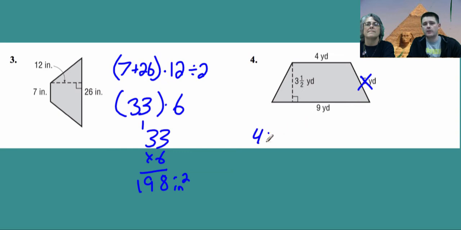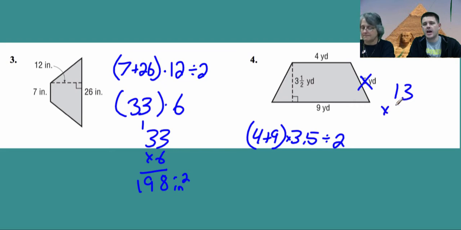So go ahead and add them together. 4 plus 9 are our 2 bases. Multiply times our height. This would be a great one as a decimal. So 3.5 instead of 3 1/2. And then we always come back and divide by 2. Yeah, you gave us an ugly one here. 4 plus 9 is 13 times 3.5.